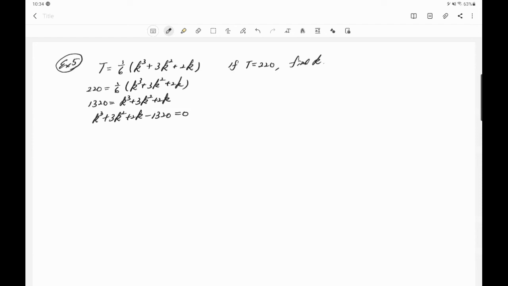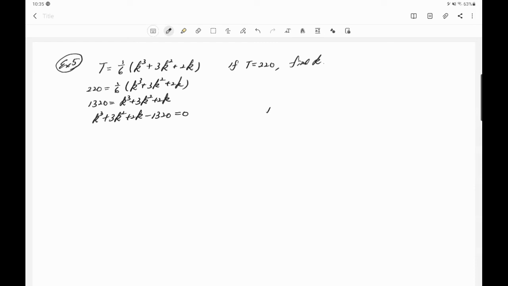Alright, then Descartes' rule: the sign changes only once. So there is one positive solution, so k has to be positive. There's only one positive solution. Then let's find k. Then how about the p over q?